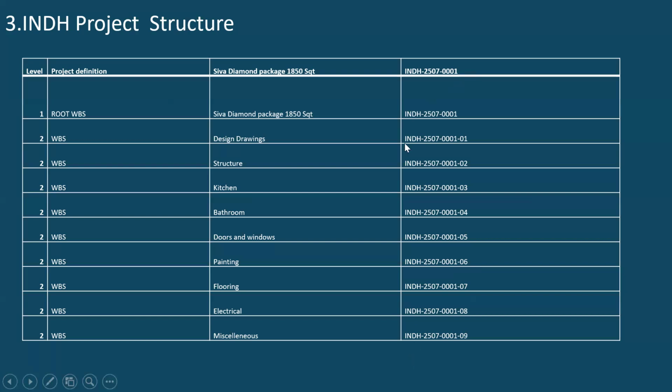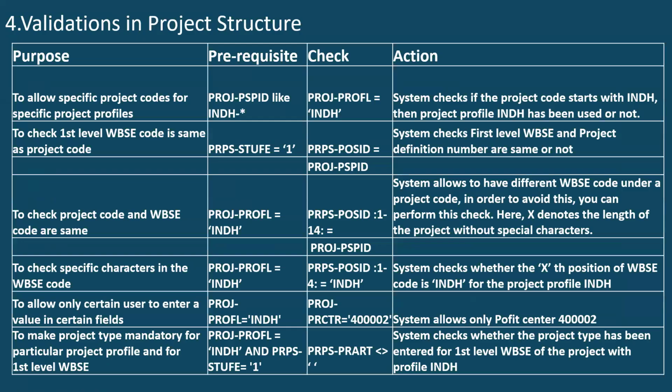That is one example. And also the first four characters should be INDH if my project profile is INDH, for example. And also, we created one profit center for this project definition. That project definition profit center and the WBS element profit center must remain the same. If the user tries to enter a different profit center, then the system should throw an error and instruct that the profit center relevant for this project profile must be 4 all zeros, 2 or 3, whatever we create. Like that, we can create many validations. These are some of the validations that I took from one of the sources.